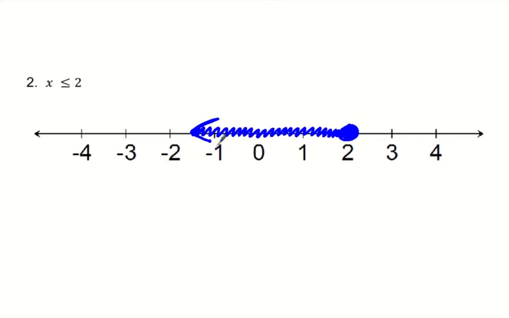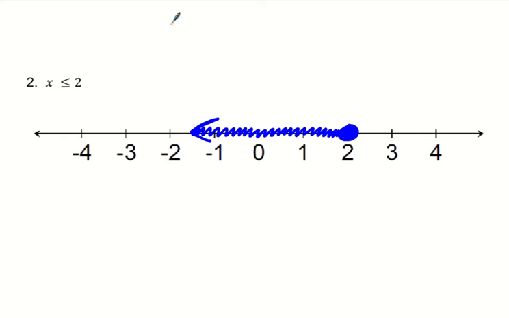And you got to put in, just like in the first example, an arrow here because this graph theoretically goes forever in this direction. Everything that is less than or equal to 2.